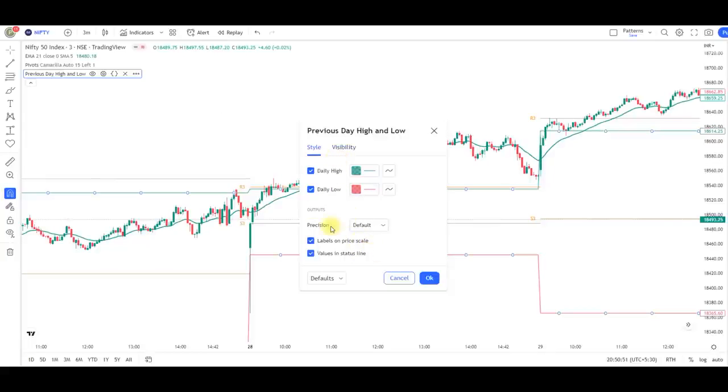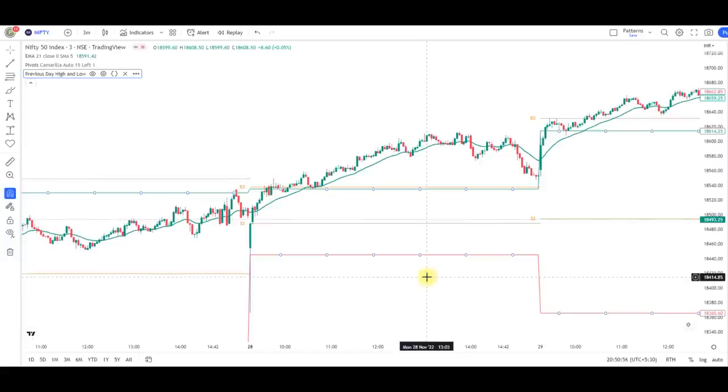And we don't want to change anything in the previous day low and high, and I am selecting it as OK. Now our setup is ready for scalping.